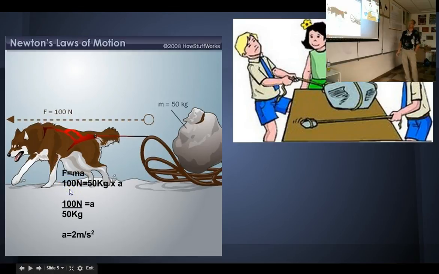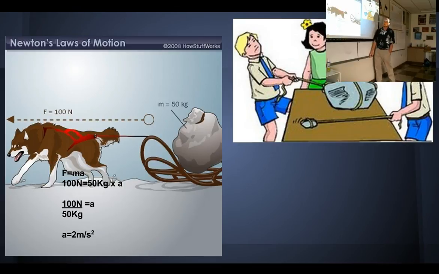And I just show you the math there. F equals ma. 100 equals 50 times something. Solve for the a, and that's 2 meters per second squared. Okay, so every second that sled will be traveling 2 meters per second faster than it was the second before.